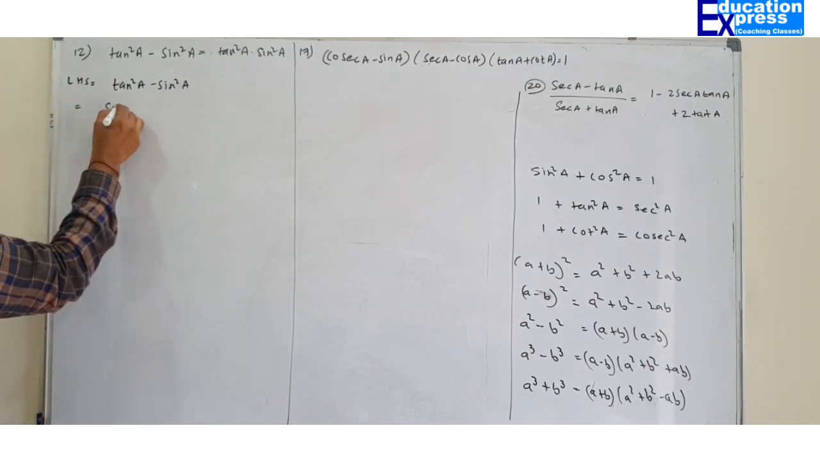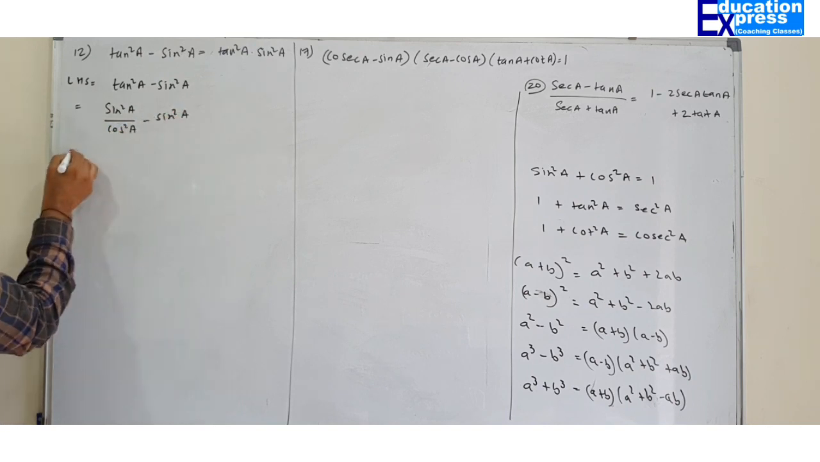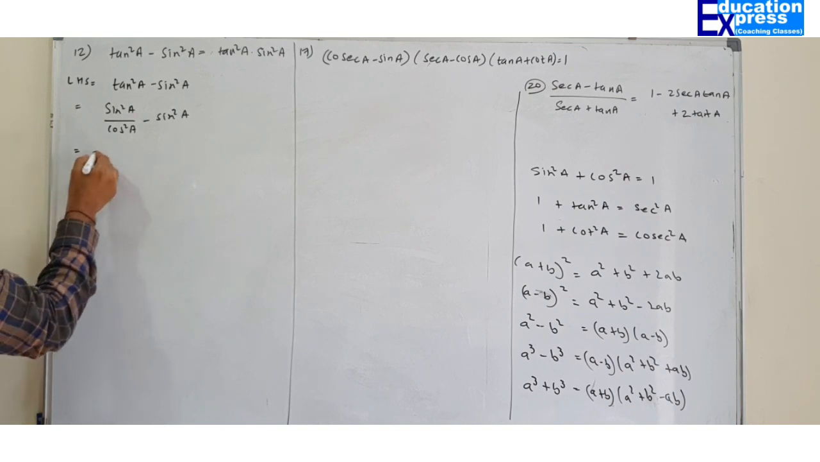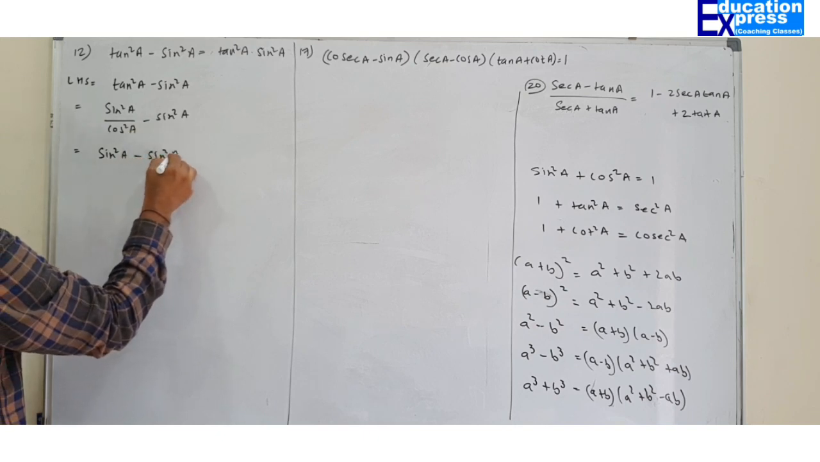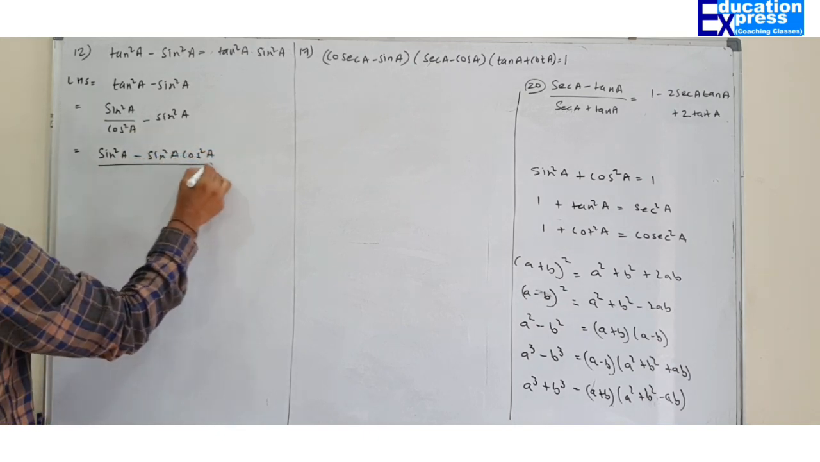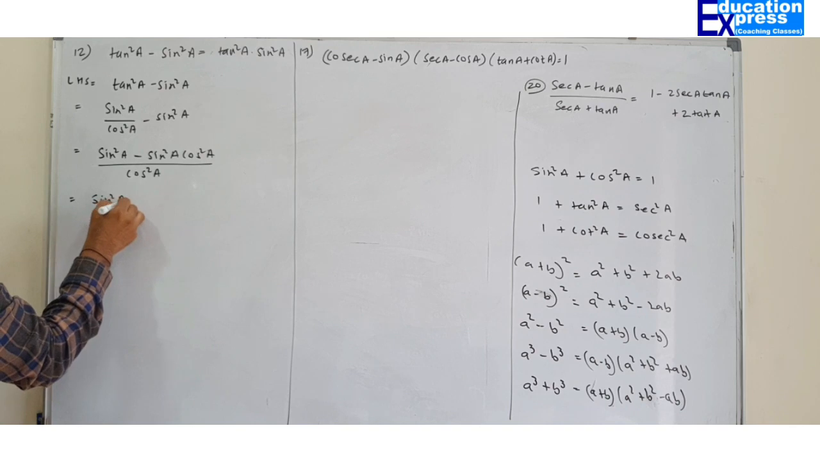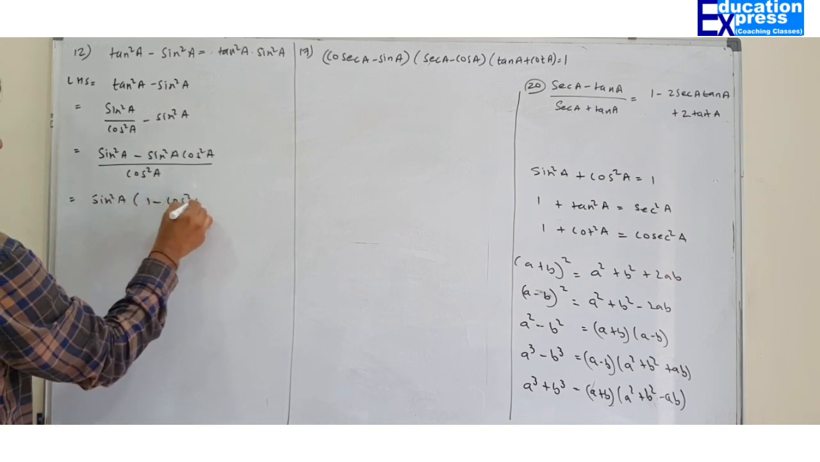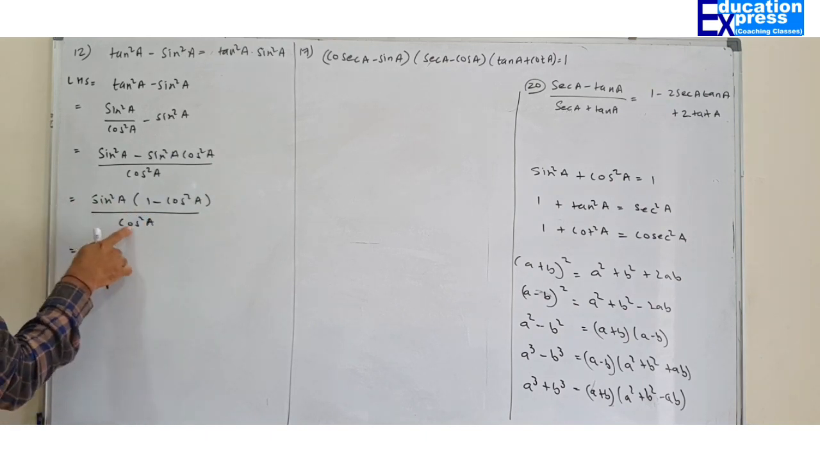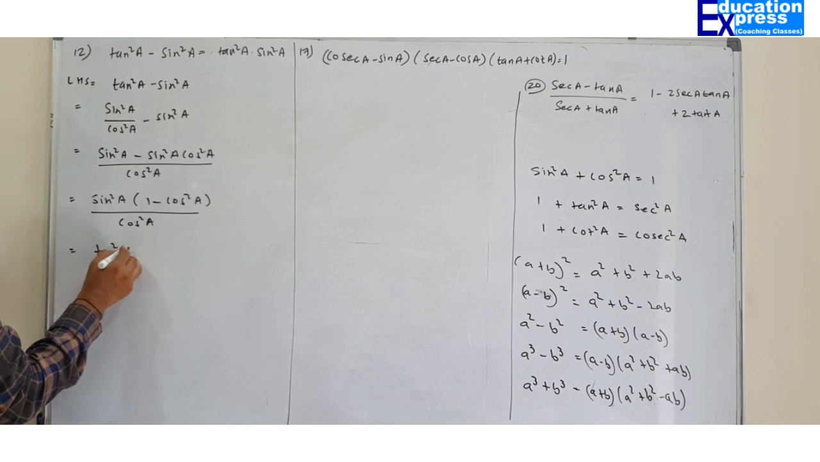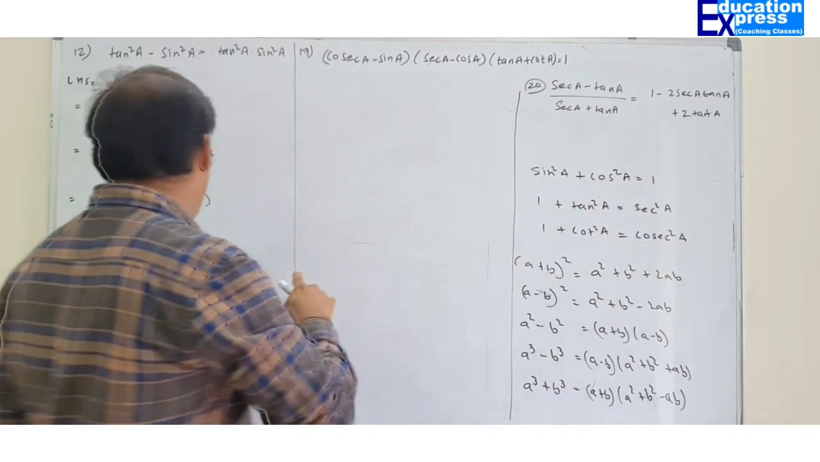Can I say this is nothing but sine square A upon cos square A? Yes sir. Minus sine square A. So what is common? Sir, if you go to see, we can take the LCM. Sine square A minus sine square A cos square A, the whole upon cos square A. Wonderful. What is common now? Sir, sine square A is common and we are left with 1 minus cos square A, the whole upon cos square A. Sine square A upon cos square A will be tan square A. 1 minus cos square A will be sine square A.